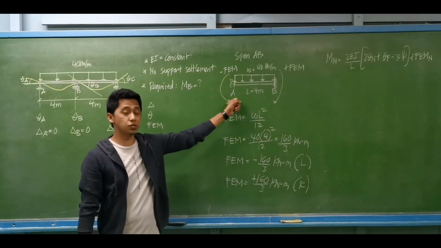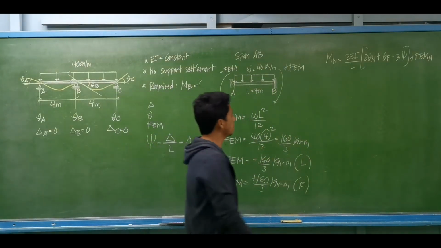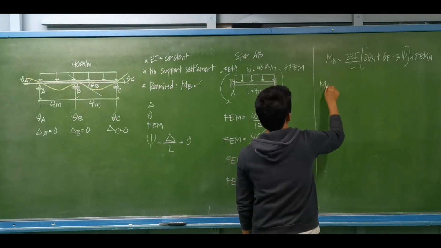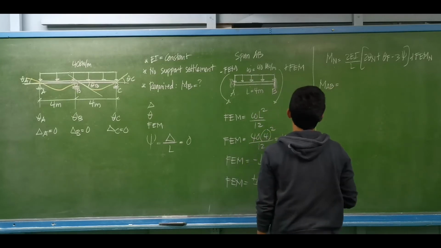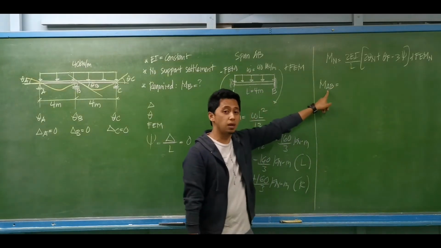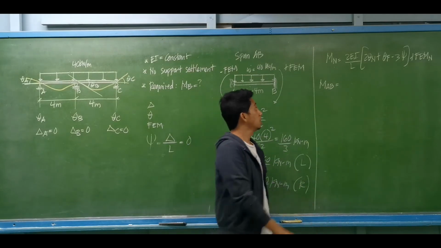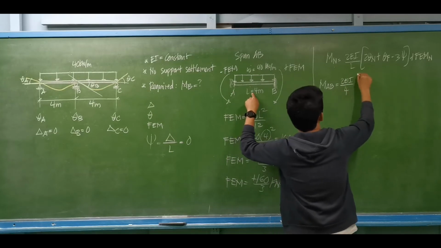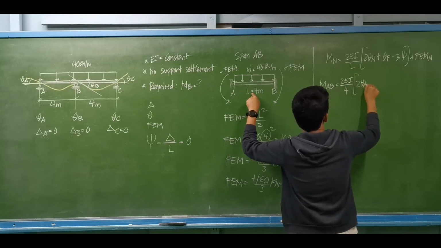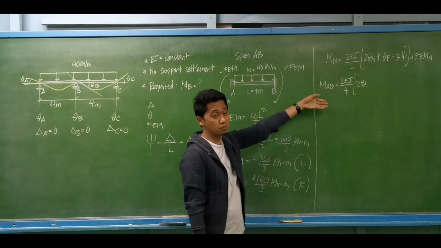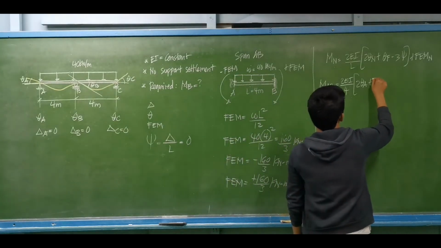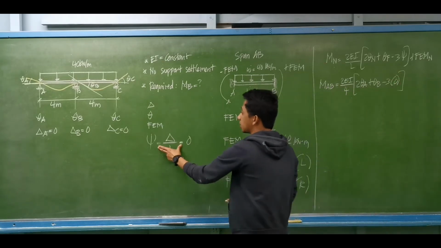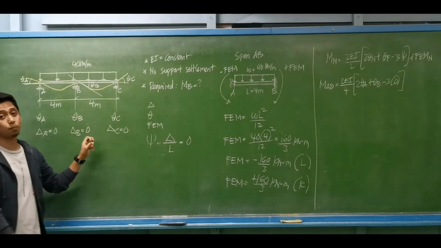So let us have first member AB. The moment for span AB is equal to, your near point is A, your far point is point B. So this is twice EI over the span of 4 meters, multiplied by twice the rotation at A, the first letter of the subscript, plus the rotation at B, minus 3 times psi, which is 0. Again, psi is equal to 0 if you don't have support settlements.